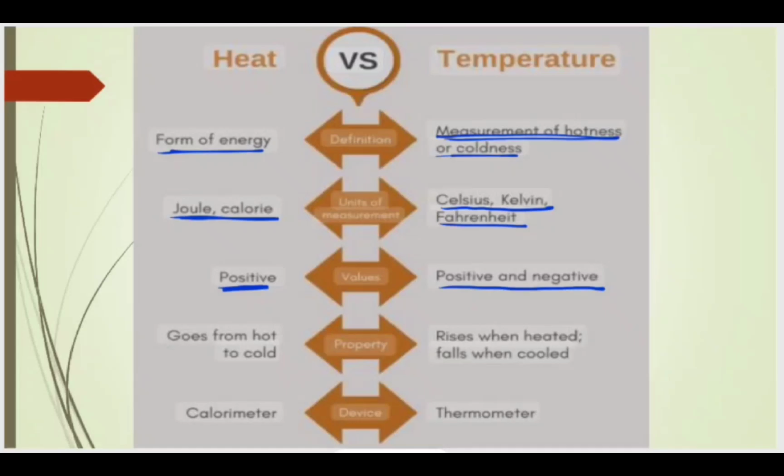It is always heat which goes from hot to cold. However, temperature rises when heat is supplied and falls when cooled. Remember, temperature is only a measure. How do you measure heat? The instrument or device is a calorimeter, whereas for temperature, it's always a thermometer. Hope you understand this much.